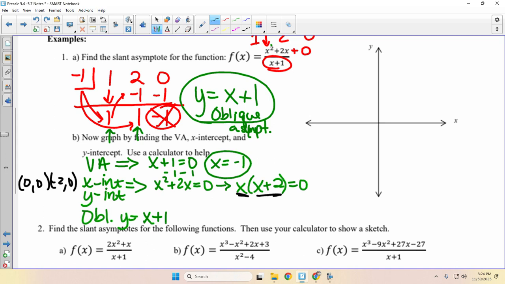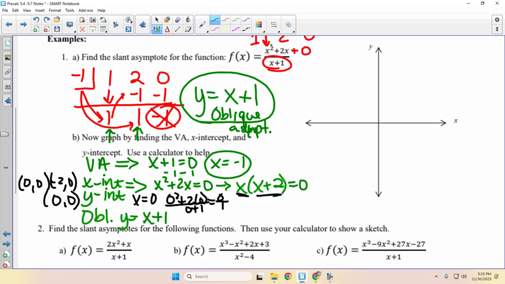All right, and then the y-intercept is in our function when x is equal to 0. So it's going to be 0 squared plus 2 times 0 divided by 0 plus 1. That ends up being 0 over 1. So the y-intercept is at 0, comma 0. Yay. That makes sense. Okay, so let's put those all together on our graph.